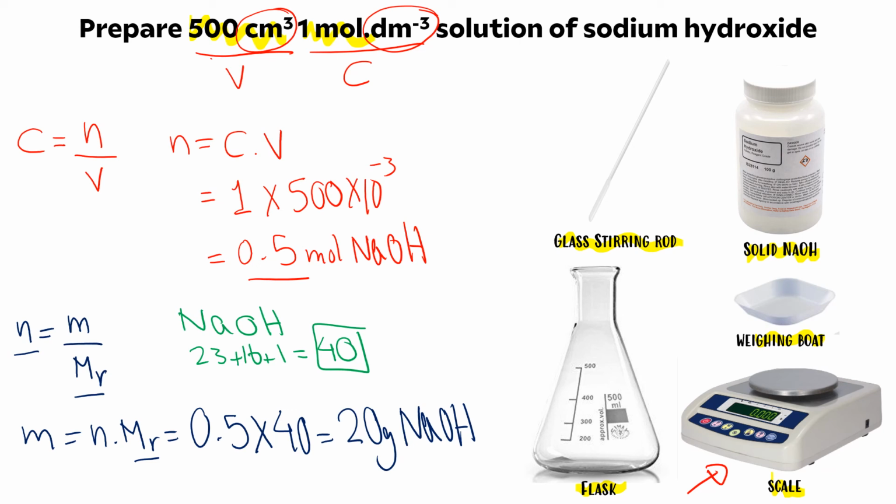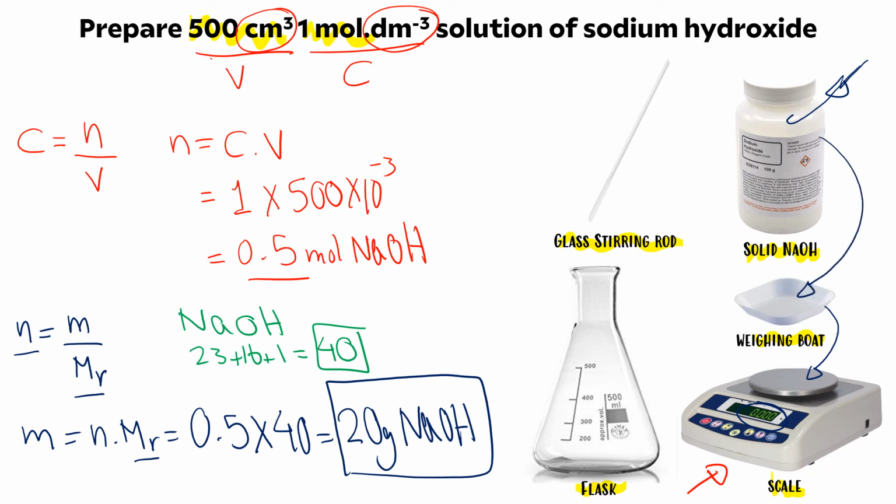Okay, let's move to the practical work. This is our calculation. We should have a mass of 20 grams of sodium hydroxide. Here is our sodium hydroxide. First of all, we have to put the weighing boat on the scale. We make sure that the reading is 0. Then we can use a spatula, which is like a small spoon, to take the solid sodium hydroxide and put it on the weighing boat.